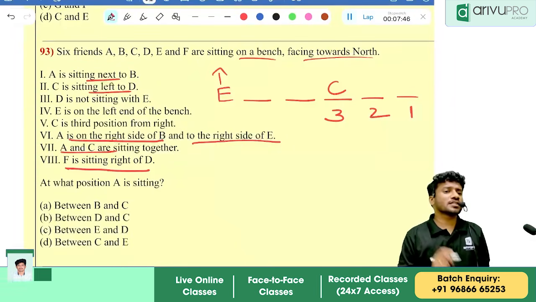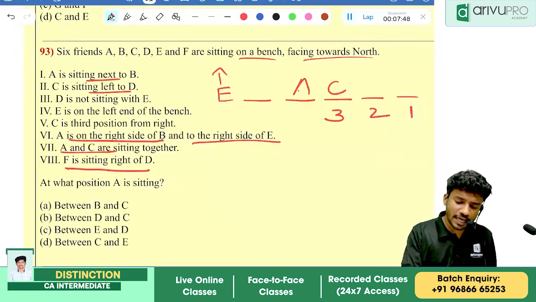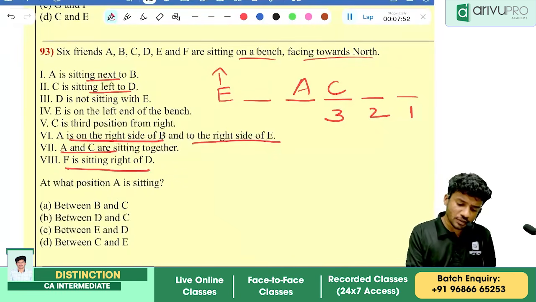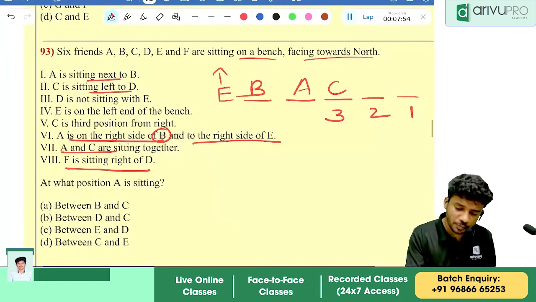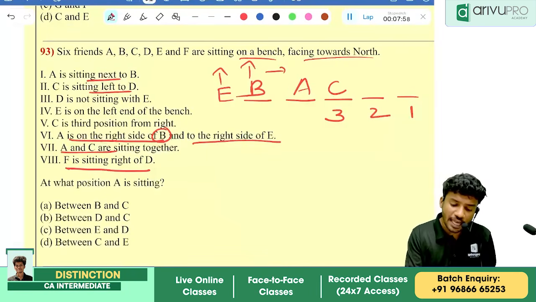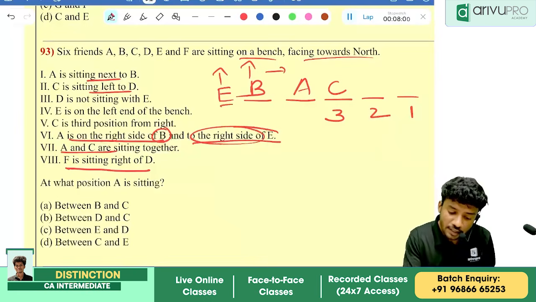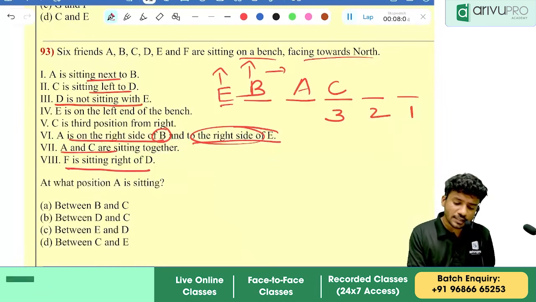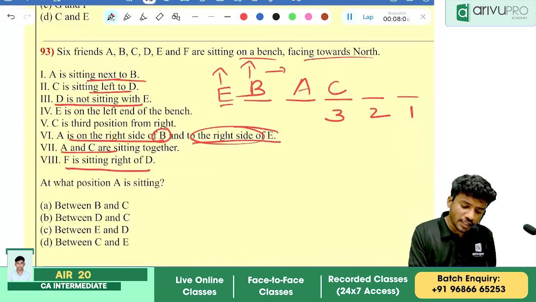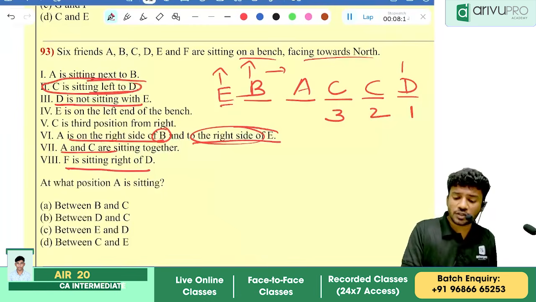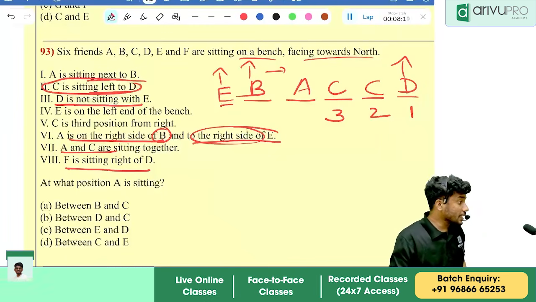A and C are sitting together. One option is A can sit over here. Then A is to the right side of B. That means B should be here, so that A is to the right side of B, and to the right side of E. That is also correct. Then D is not sitting with E. C is sitting to the left side of D. That means D will be here and C is sitting to the left side of D.